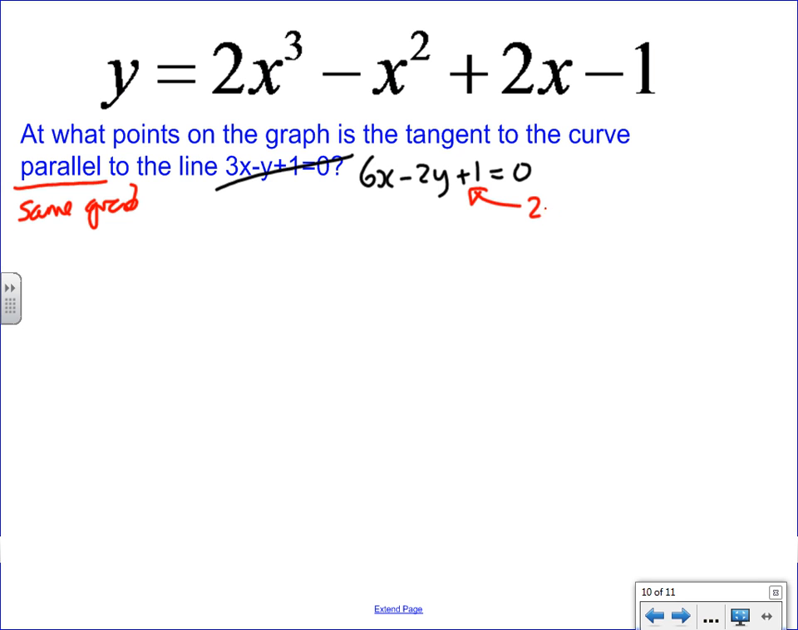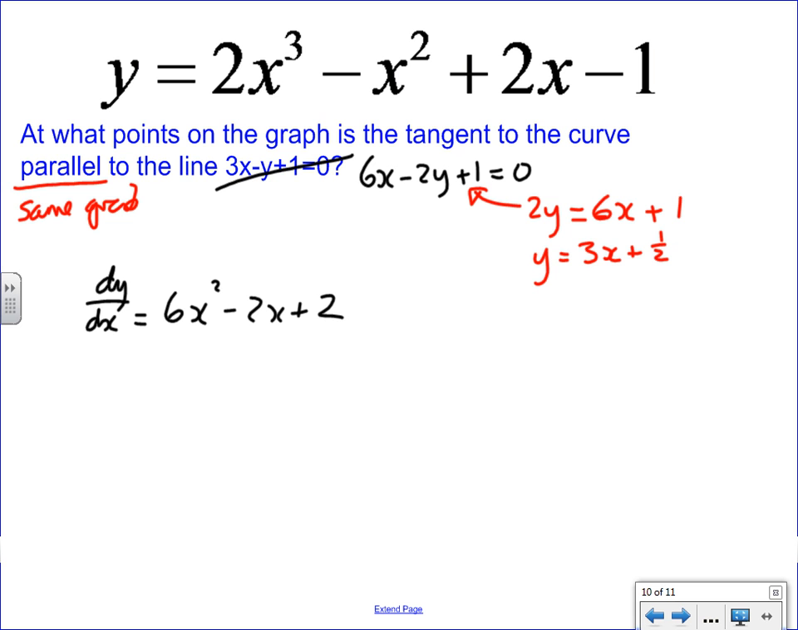We need to make this say y equals, don't we? It's the same gradient, isn't it? Now what happened when we tried to solve it? We had a gradient: 6x squared minus 2x plus 2. The gradient is 3. 3 is 6x squared minus 2x plus 2. So 6x squared minus 2x minus 1 is 0. So, formula.